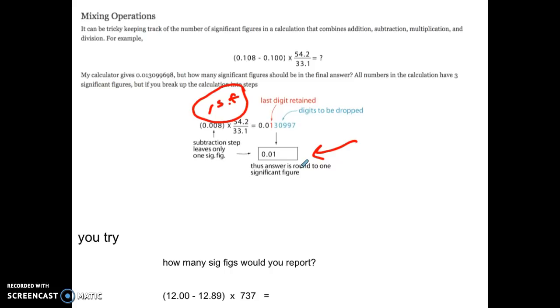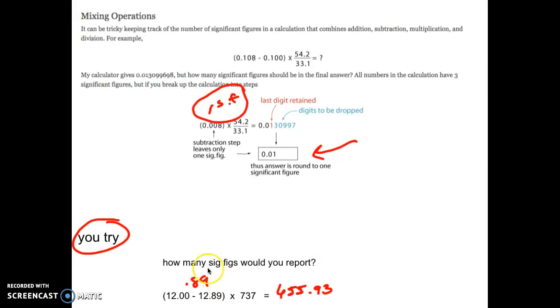So you'll want to do this yourself. I'm going to ask you guys to pause this and try this problem right here yourself. How many sig figs would you report? Pause this and come back once you've done it, and then you can see if you're right.